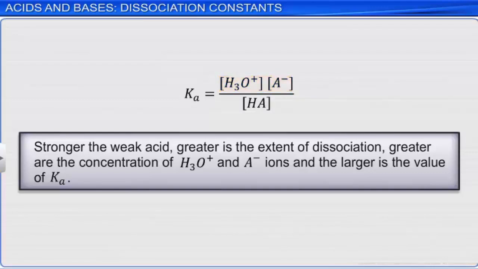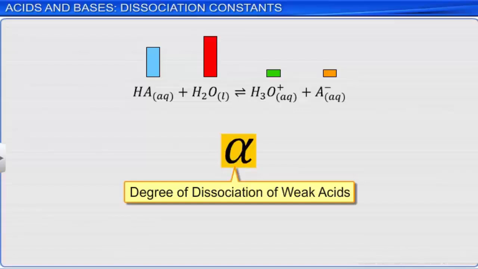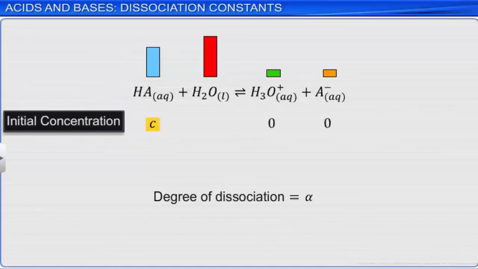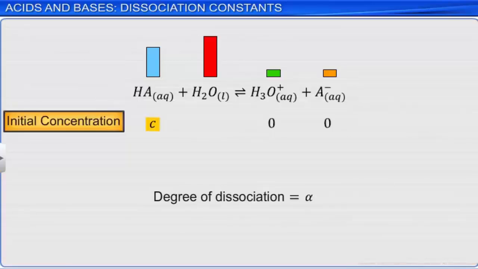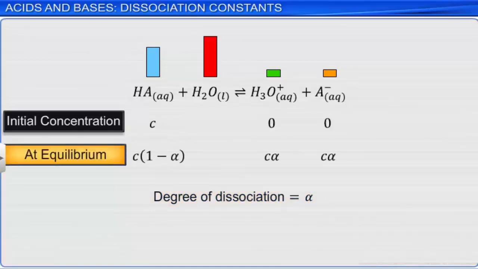The extent of the ionization of weak acids is usually expressed in terms of degree of ionization, which is denoted by alpha. Let us take the same generic example of the dissociation of weak acid, HA, in water to derive the expression for the degree of dissociation of weak acids in water. Let C moles per liter be the initial concentration of weak acid HA, and let alpha be its degree of dissociation. At equilibrium, the number of moles of the reactant will be C into 1 minus alpha, and that of the products will be C alpha and C alpha respectively.